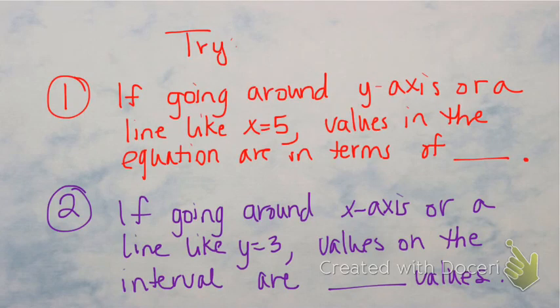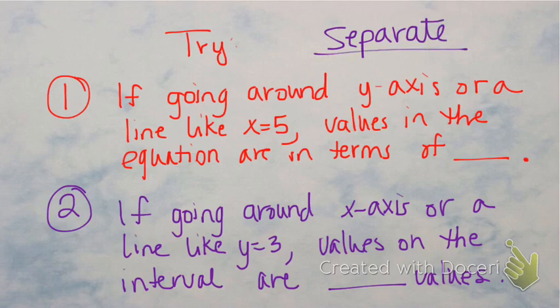Alright, there's 4 problems I want you to do. The first 2 I just want you to fill in the blank. And do these on a separate sheet of paper. You don't have to write the whole sentence unless you want to, but I just want to know what the answer would be in the blank. If going around the y-axis or a line like x equals 5, values in the equation are in terms of blank. That would be either x values or y values.